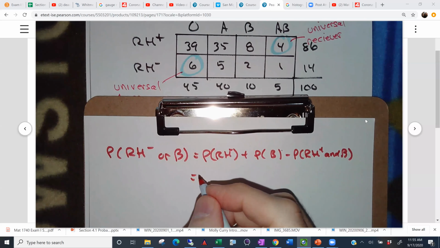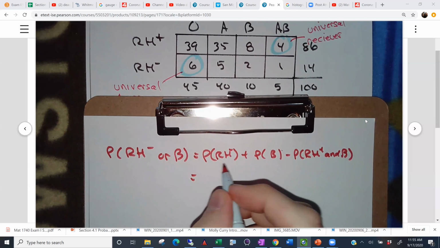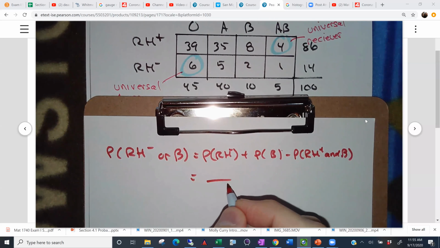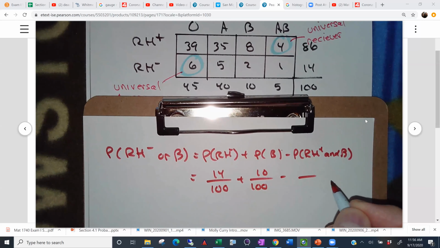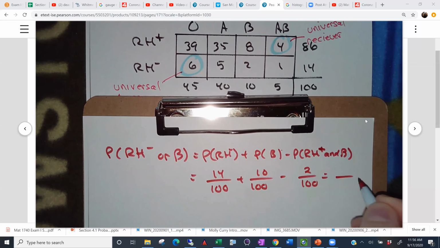Someone help me out with these probabilities. Abdel, how about the first one here? What's the probability of RH negative? 14 over 100. Perfect. You want to do the rest of it? Sure. What's the probability of B? B is 10 over 100. And how many people have RH negative blood and type B blood? 2. And overall, when you subtract that, you get 22. Yep, perfect. You guys comfortable with that one?